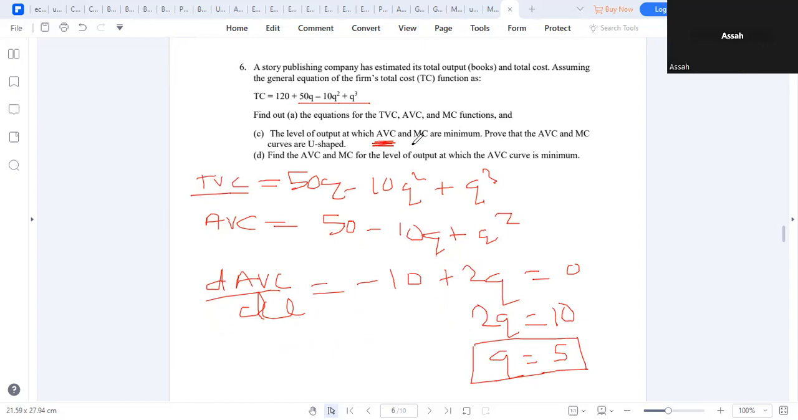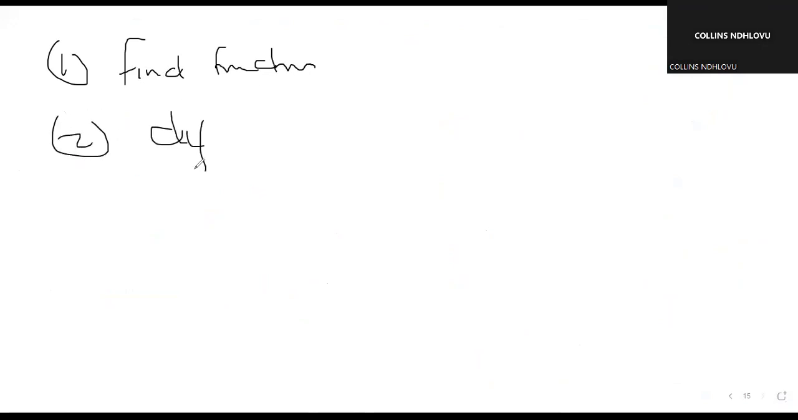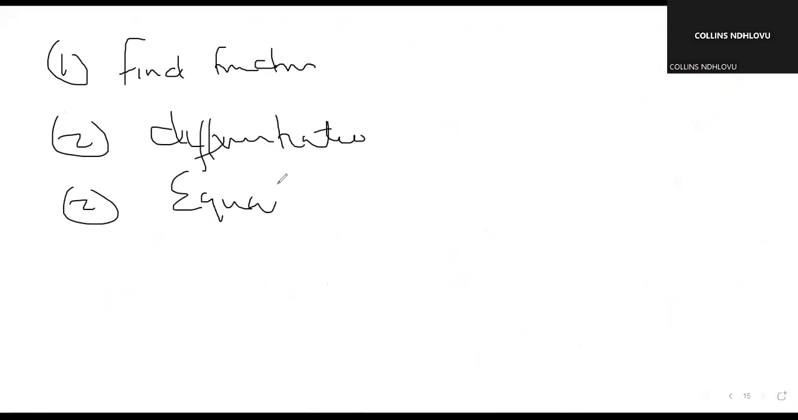No, I'm a bit behind here. So whenever you're asked to minimize or maximize, there are steps that you need to do. Number 1, find that function. Number 2, differentiate that function. Number 3, equate to 0. Number 4, solve for what? For Q. Find Q.